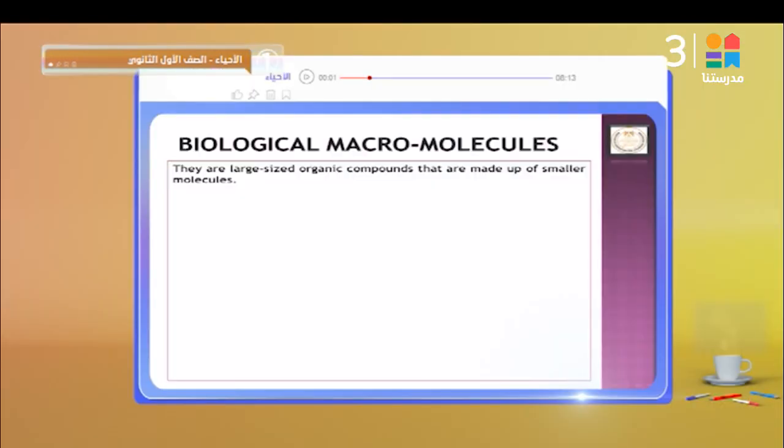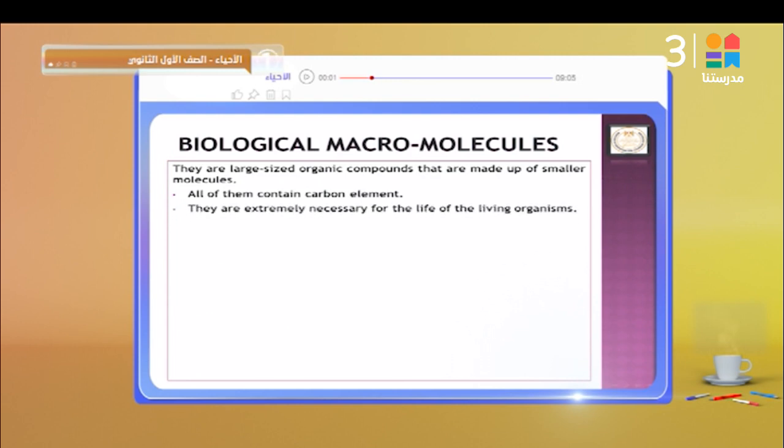We can classify molecules into biological macromolecules and biological micromolecules. What is the difference between macromolecules and micromolecules? Macromolecules are large molecules; micromolecules are small molecules. That means macro is big size, large; micro is small size. All biological macromolecules contain the carbon element. They are extremely necessary for the life of living organisms, such as carbohydrates, lipids, proteins, and nucleic acids.